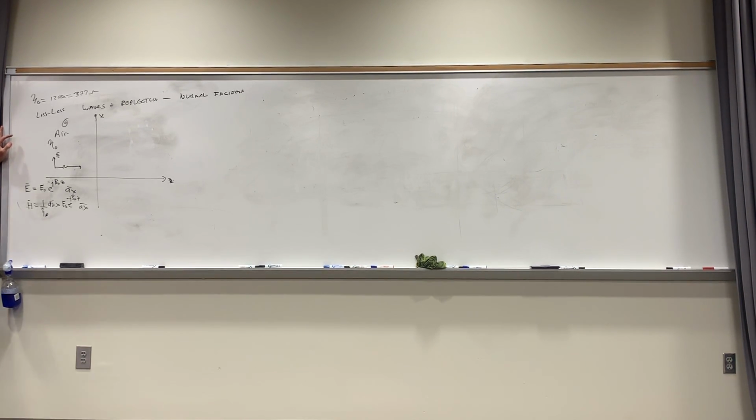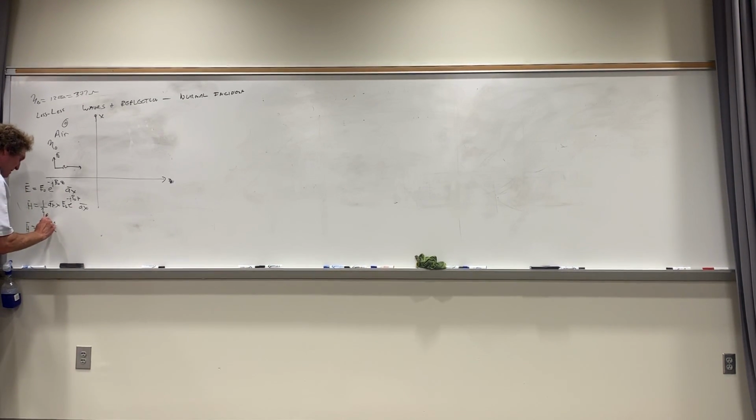Well, what's that going to be? That means the H field here would be equal to E naught over eta naught, and it's still times e to the minus j beta naught z, right? And it's times a_z crossed into a_x, which is a_y.